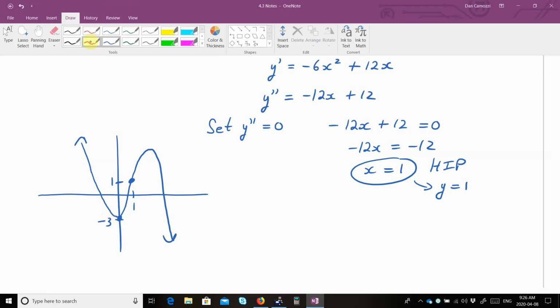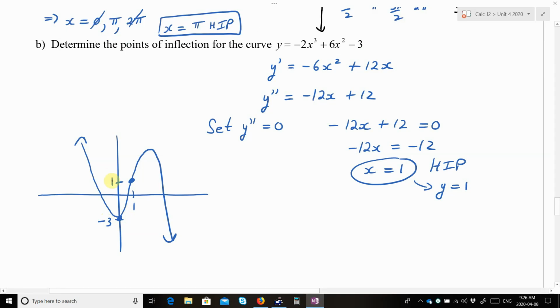Great, so that's a good visual of an inflection point, and you can see that the graph goes from holding water on this side, and then that point right there is where it then switches to dumping water. And we call this concave up, happy, and concave down, sad.